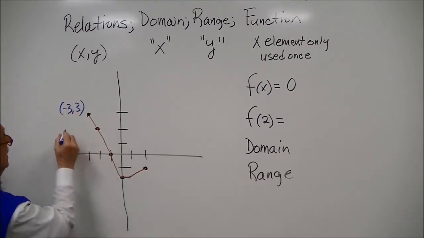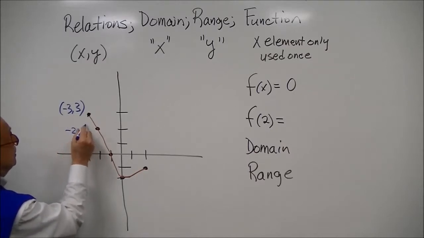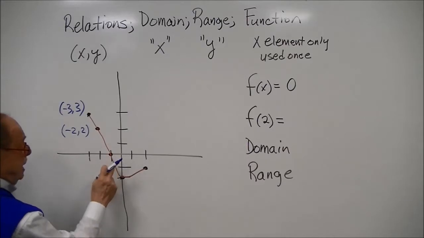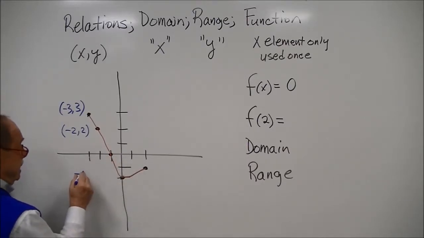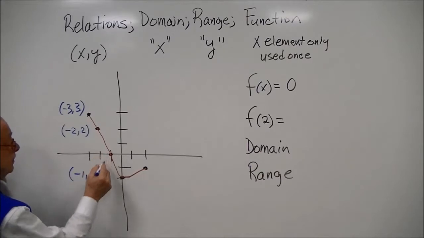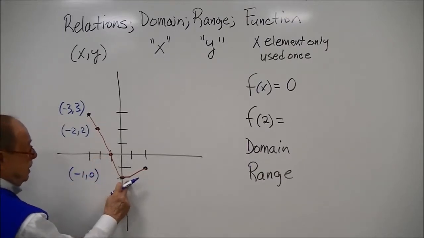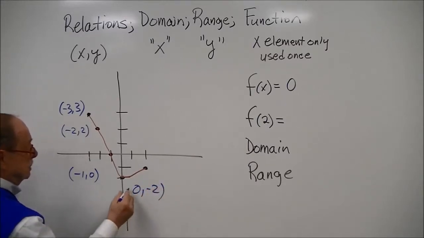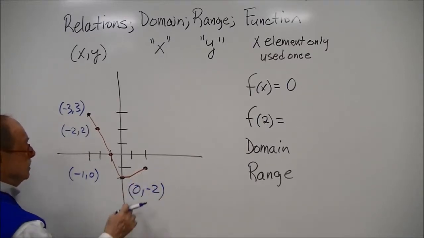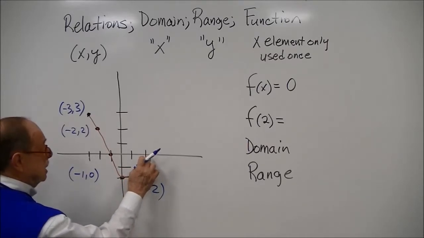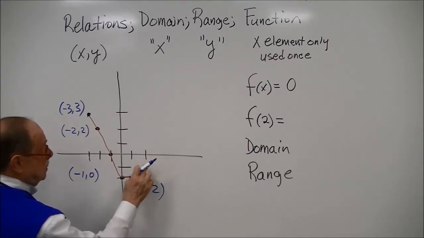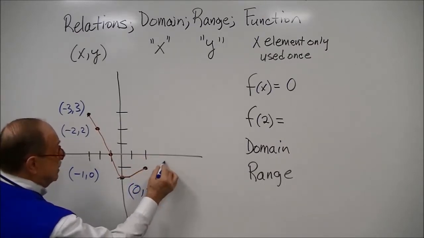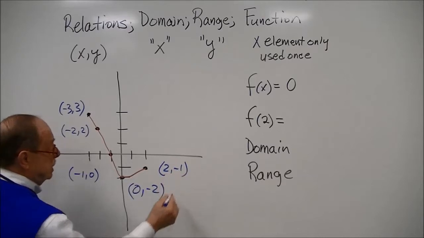This ordered pair would be a -2, 2. This ordered pair would be a -1, 0. This ordered pair would be a 0, -2. And this ordered pair would be over 2, and then down 1. So that would be a 2, -1. All right.